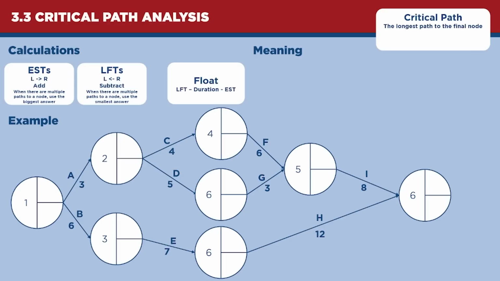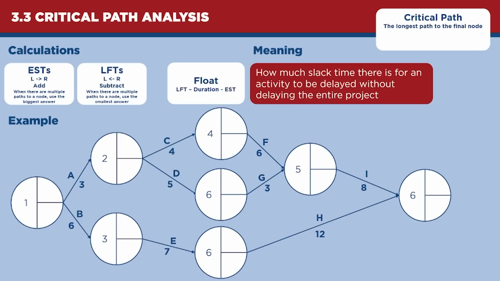We've also got our float time, which is our latest finish time minus our duration minus our earliest start time for an activity, and that is how much slack time there is for an activity to be delayed without delaying the entire project. So let's start with node 1. We're going to do ESTs first. So we're going to start with 0.